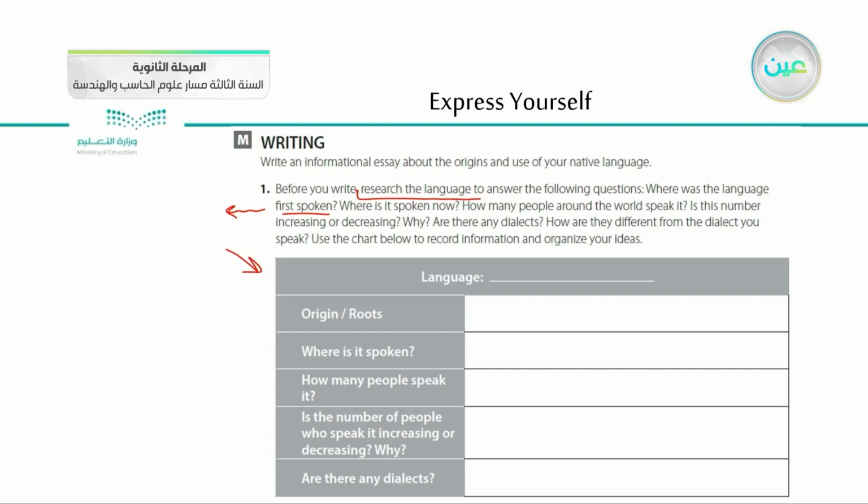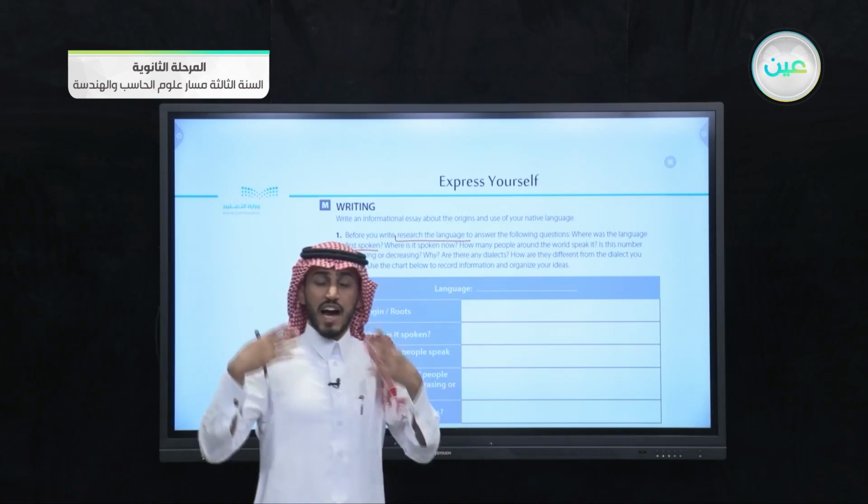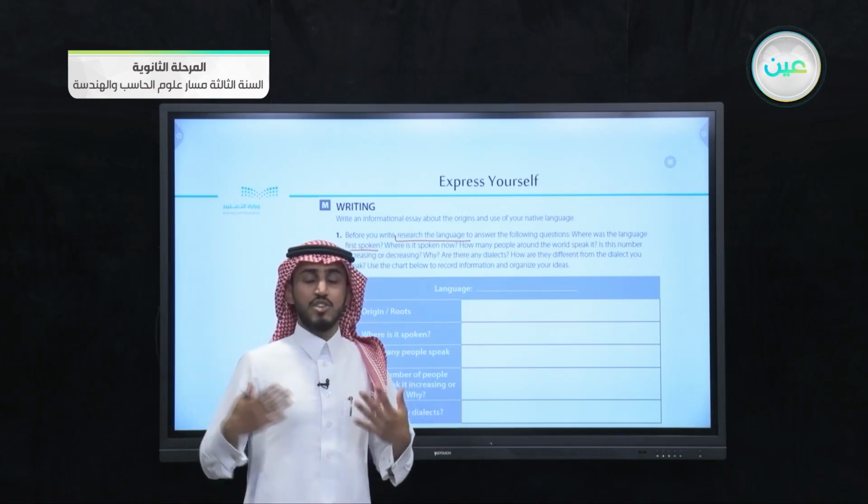where we have 5 criteria. The first one is origin or roots. Where is it spoken? How many people speak it? Is the number of people who speak it increasing or decreasing, and why? Are there any dialects? You can use this chart as an outlining tool that helps you outline what's in your mind. After you finish, the ideas will be clearer for you and you can start writing your essay on this page.